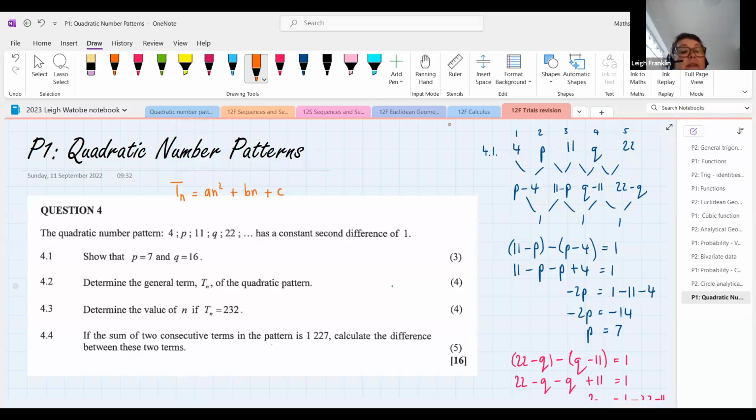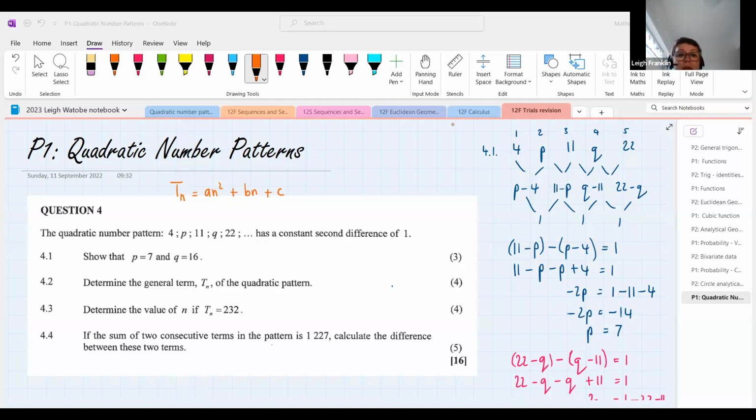And we know, of course, that Tn is our output or the value of our term, and n would be seen as our input or the position of the term in the pattern. So in other words, when they tell us to determine the general term of a quadratic number pattern, what they're really asking us to do is work out the values of A and B and C.